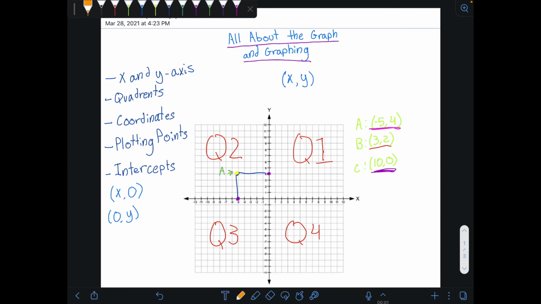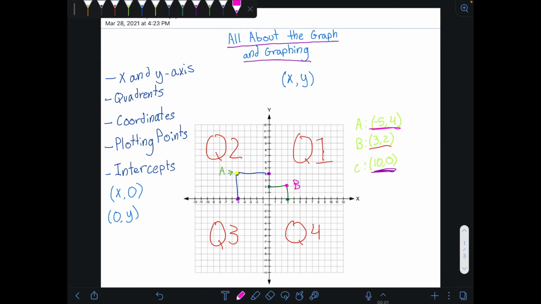So let's find 3 on our x-axis. 1, 2, 3, positive. And then find 2 on our y-axis. 1, 2, right here. So let's mark them both down. 3. You don't always have to count 3. And then wherever they meet, which will be right there, mark that place as point B.